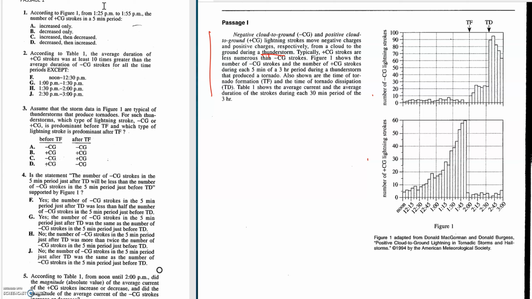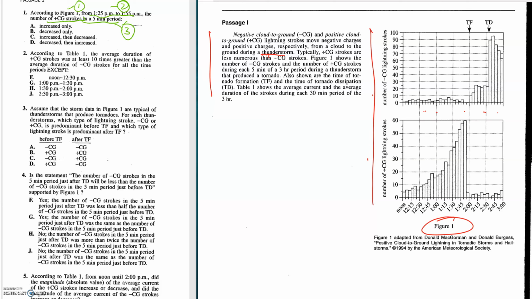According to figure 1, so that'll be step 1, is to find that. From 125 to 155, step 2, find that. The number of plus CG strokes in a 5-minute period, okay, that's going to be number 3. We'll get 3 steps. According to figure 1, okay, that's this. And it looks like figure 1 is these 2 kind of attached because it has these lines that attach it here. From 125 to 155, step 2 is find 125.